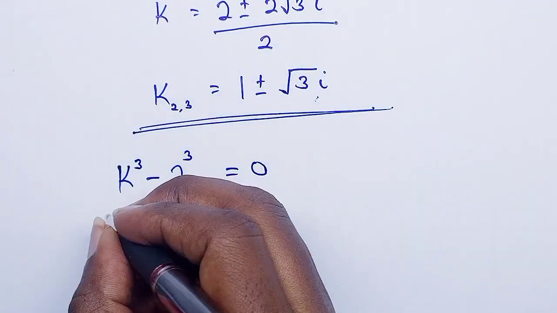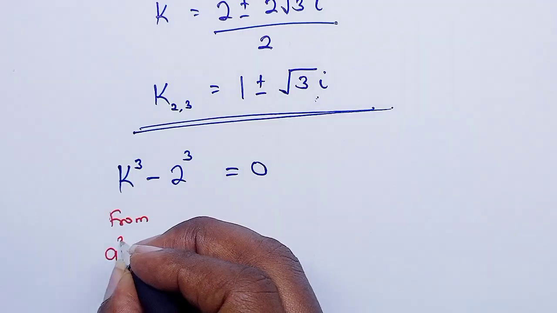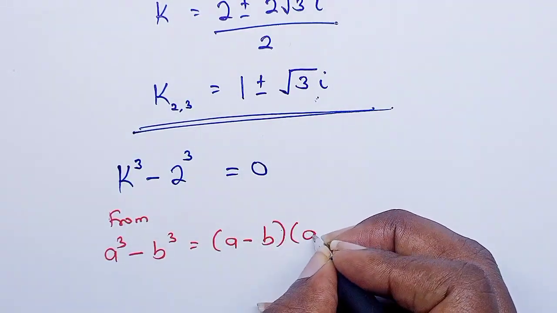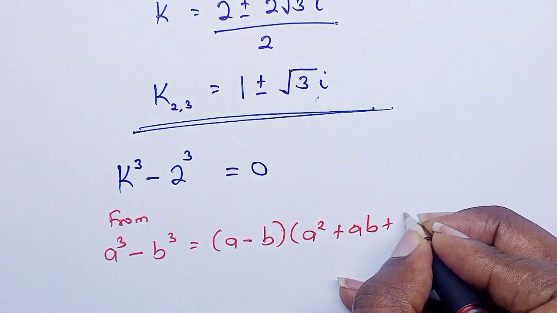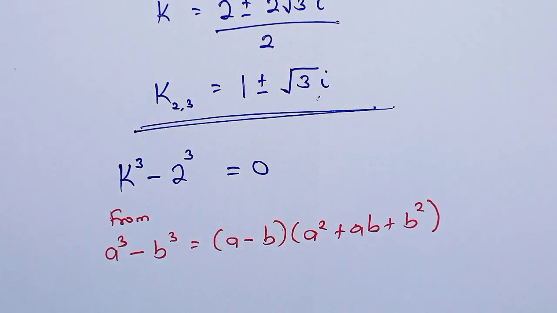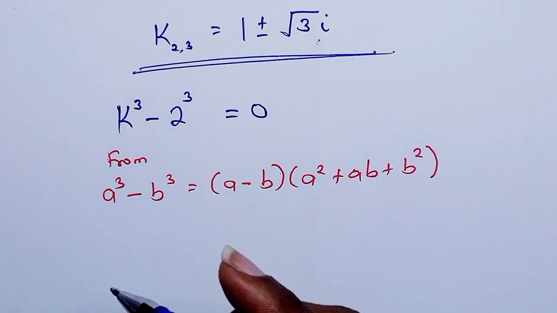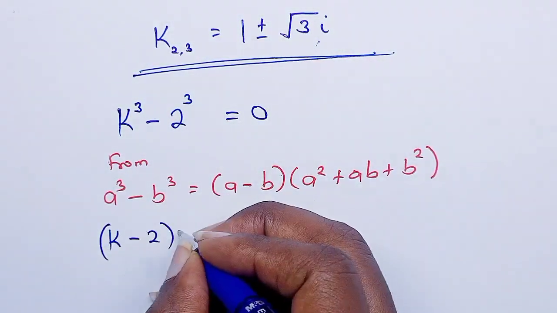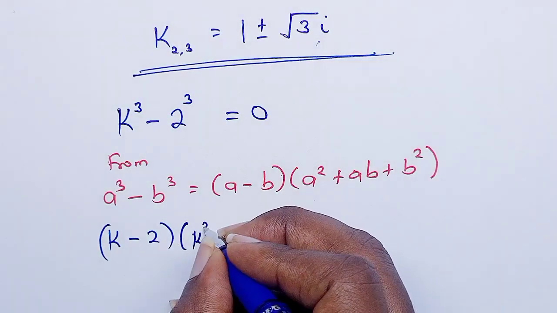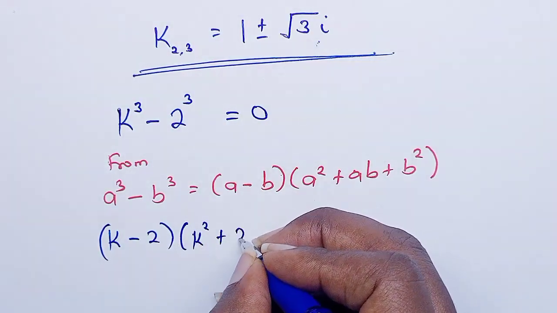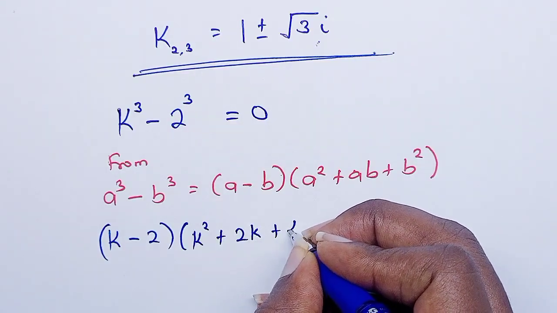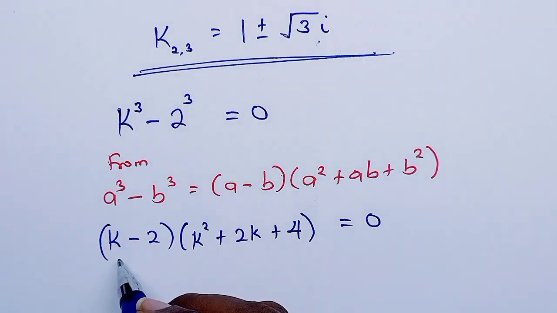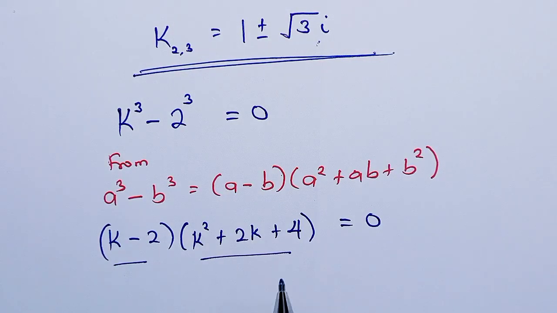Now, from a cubed minus b cubed, this is equal to a minus b into a squared plus ab plus b squared. So expressing this in this form, we shall have k minus 2 into k squared plus 2k plus 4, since 2 squared is 4. This is equal to 0. And in this case, we also have two solutions. This is equal to 0 and this is equal to 0.